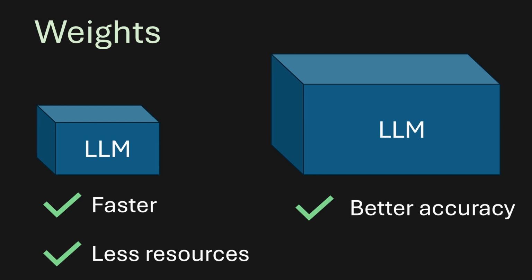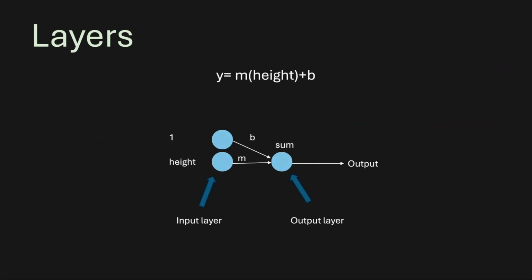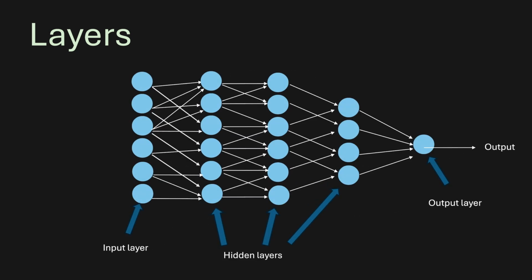To handle even more complex tasks, models organize these parameters into layers. This is how the previous equation can be represented in a layer diagram. It has one input layer and one output layer, but the bigger models have more layers in between called hidden layers. Each layer processes the data in different ways, with the output of one layer becoming the input for the next, allowing the model to capture increasingly intricate patterns.